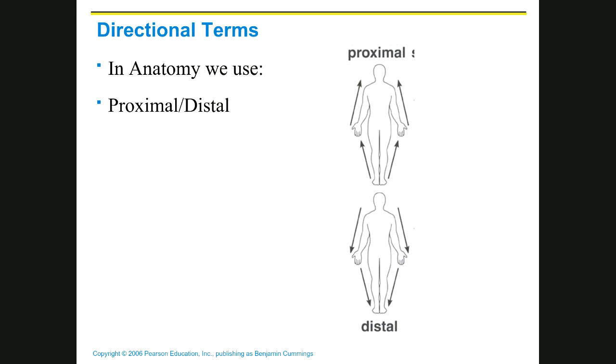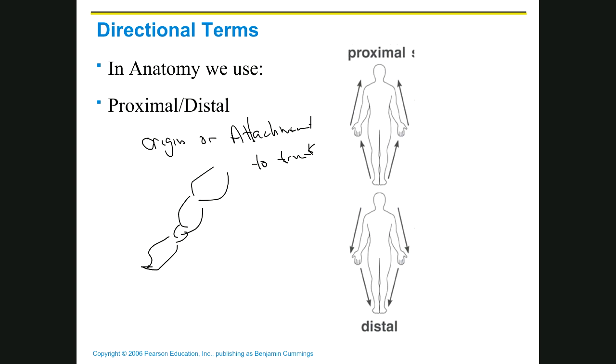Well, when we say that, we're talking about the origin or the attachment to the trunk. And we only use this for arms or legs or something with a definite origin. So let's look at an arm. Here's an arm. There's your shoulder and your upper arm, your elbow and your lower arm, and then here's your hand. So look, where is the arm attached? Where is its origin? Is the origin down here at the hand, or is the origin up here at the shoulder? It's at the shoulder. There's where the origin is.